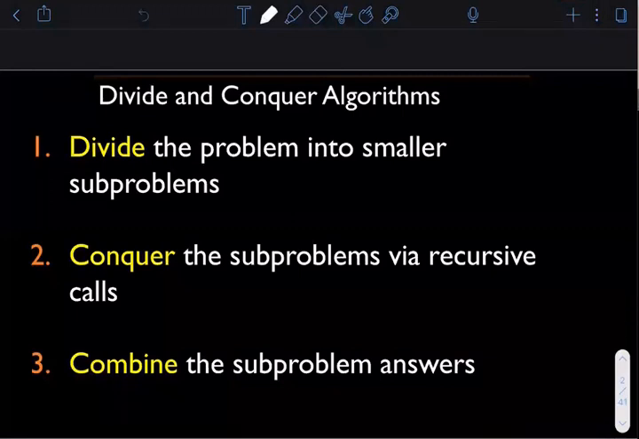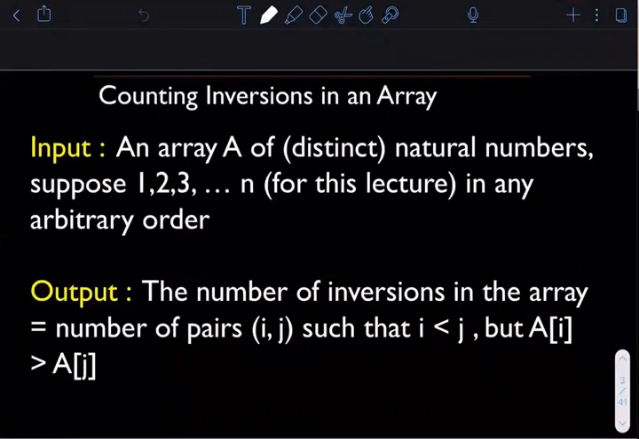Okay, so enough of high level talk. Let's get down to business now. What is the problem that we are looking at today? Suppose you are given an array, and just to make life simple, I'm assuming that the array contains distinct natural numbers. So it's an n size array. It contains natural numbers from 1 to 3 all the way up to n.